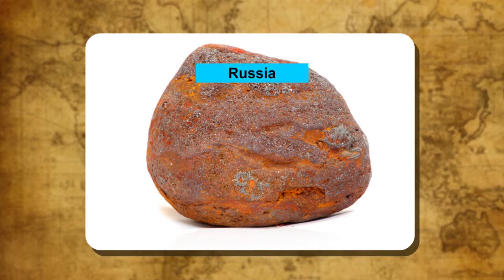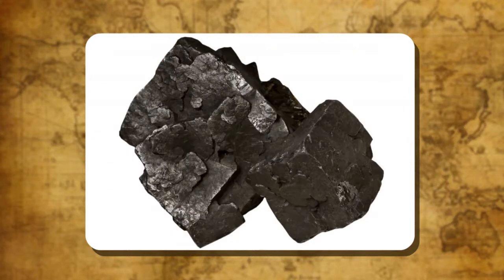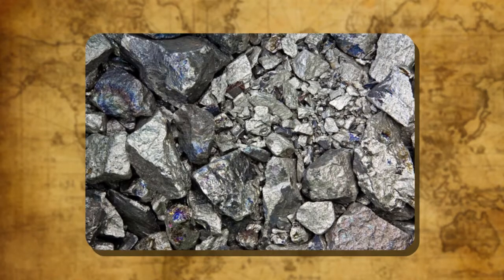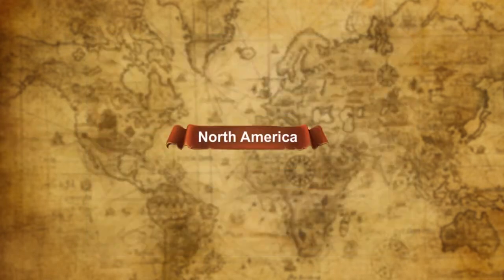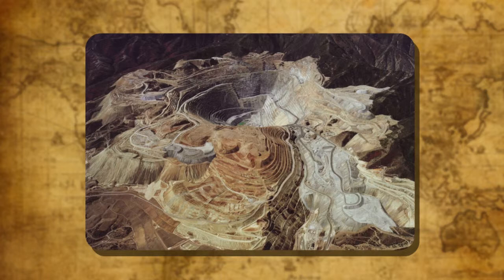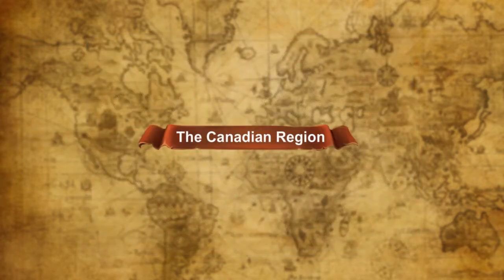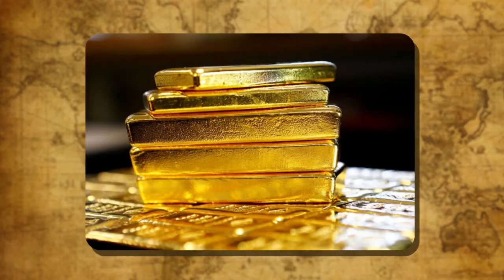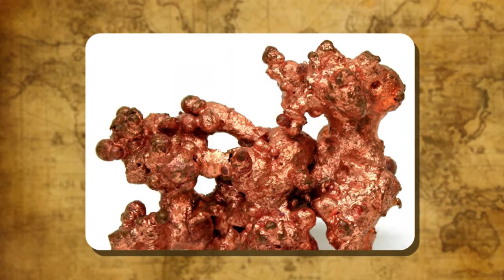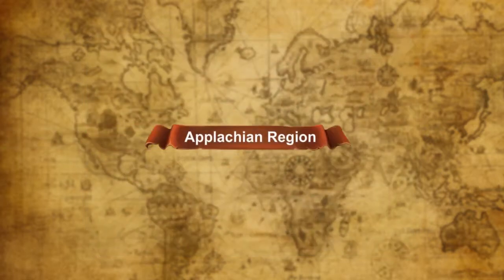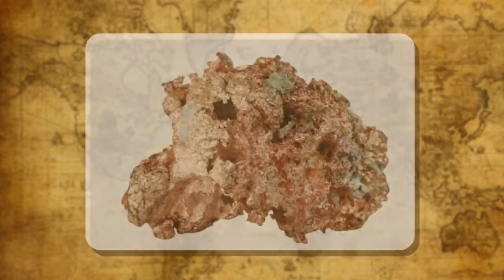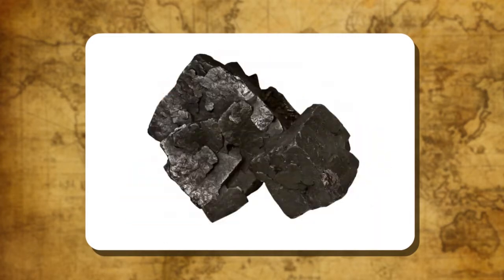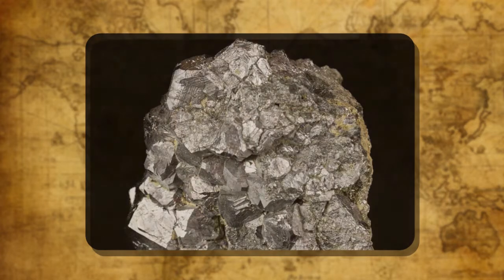Iron ore deposits are found in Russia, Ukraine, Sweden, and France. Copper, lead, zinc, manganese, and nickel are found in Eastern Europe and European Russia. North America: Mineral deposits are mainly found in the Canadian region. Iron ore, nickel, gold, uranium, and copper are mined in this region. Appalachian region: Coal is mainly found here. Western Cordilleras: It has vast deposits of copper, lead, zinc, gold, and silver.